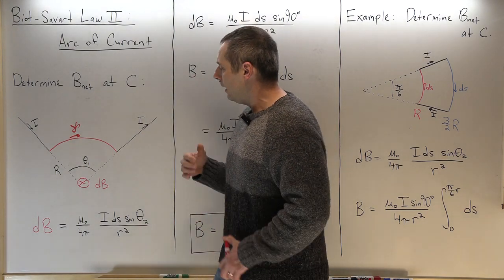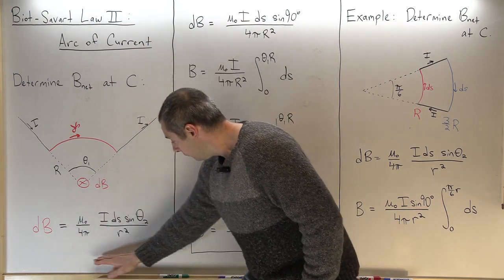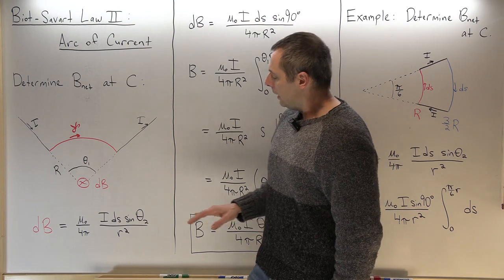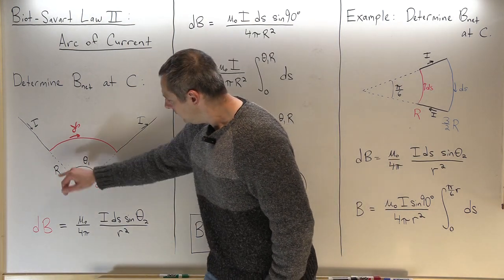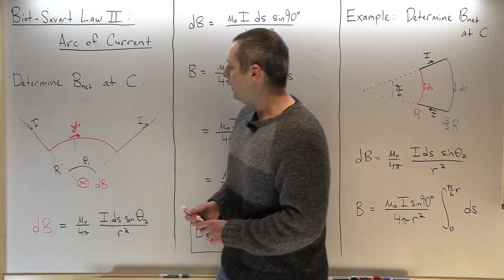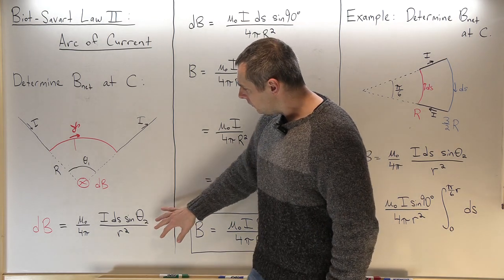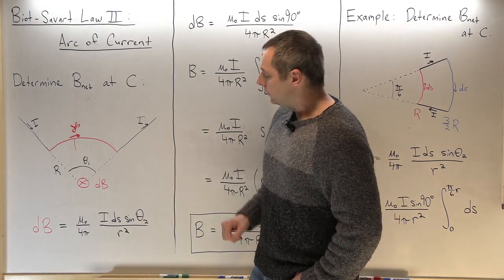Okay, now next thing I'm going to have to do is find the magnitude of that. I write out the Biot-Savart law. Now this theta is a different theta than this theta. It's the angle between the radius vector and the ds of the wire. So that's the Biot-Savart law written out.